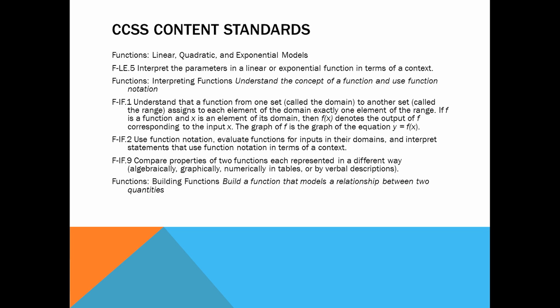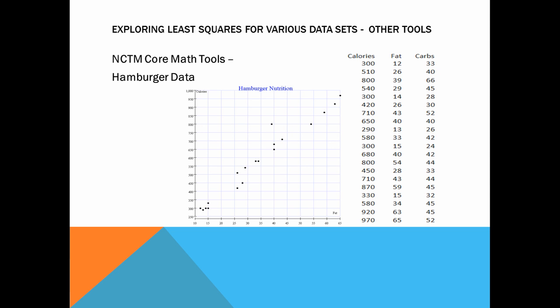In terms of exploring some math tools, NCTM has some new tools called Core Math Tools out, and they're very nice in terms of providing you with lots of different data sets and then also tools for examining those data sets. So here's an example. They have some hamburger data. They even tell you where you can buy these hamburgers, and they give you the calories. Don't look, some of them are as high as 970 calories, and also the fat and the carbs.